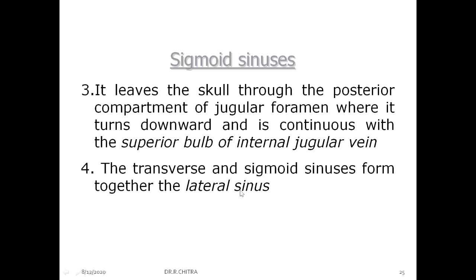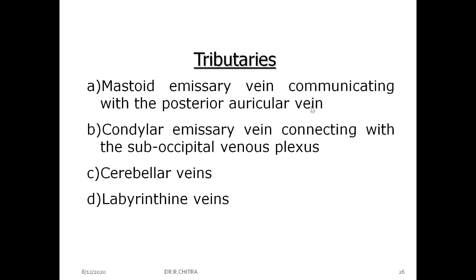So now all the venous sinuses you have to remember in one flow chart. Superior sagittal sinus becomes transverse sinuses, which become sigmoid sinuses, and the sigmoid sinuses become the internal jugular vein. So they leave the skull as the internal jugular vein. Through which compartment of the jugular foramen? Posterior compartment of the jugular foramen. Tributaries of the sigmoid sinuses: mastoid emissary vein, condylar emissary vein. It is near the inner ear, so it receives labyrinthine veins, also the cerebellar veins.